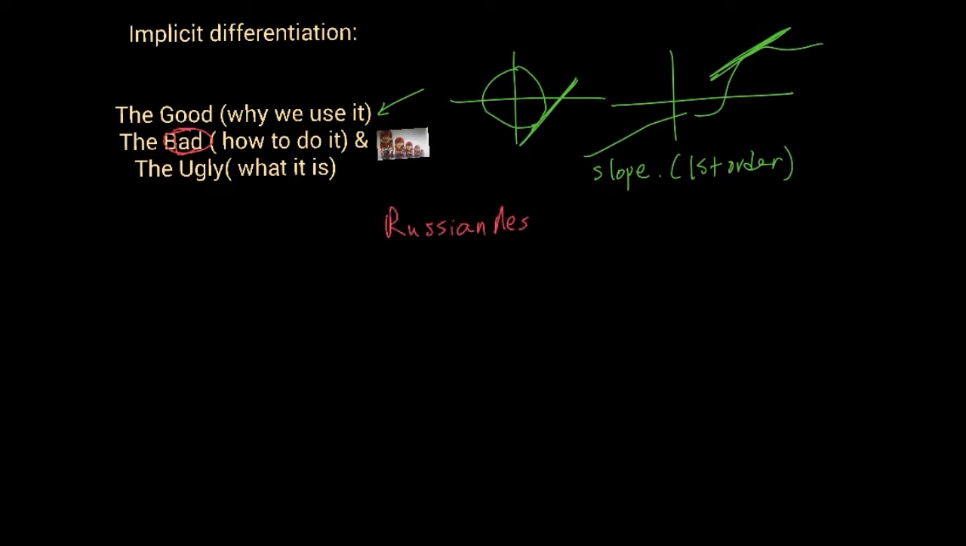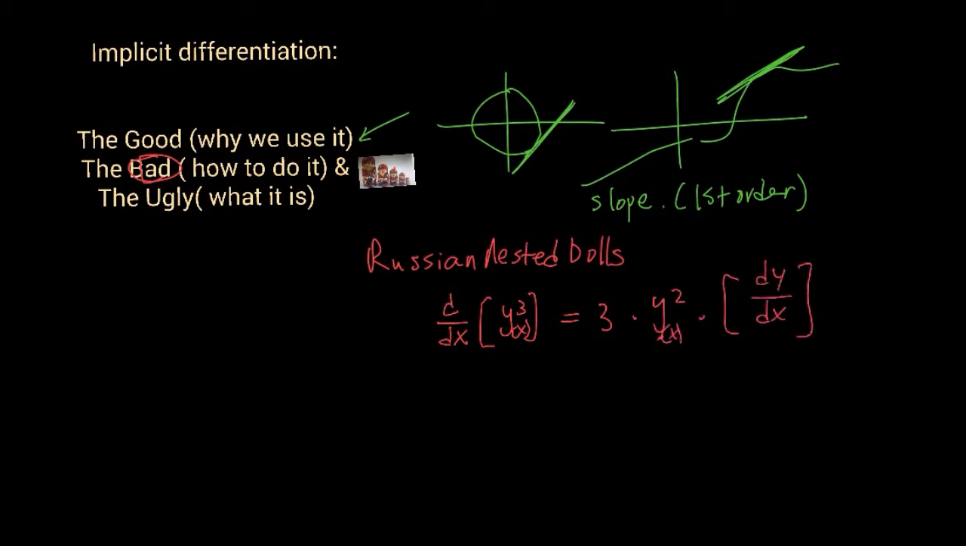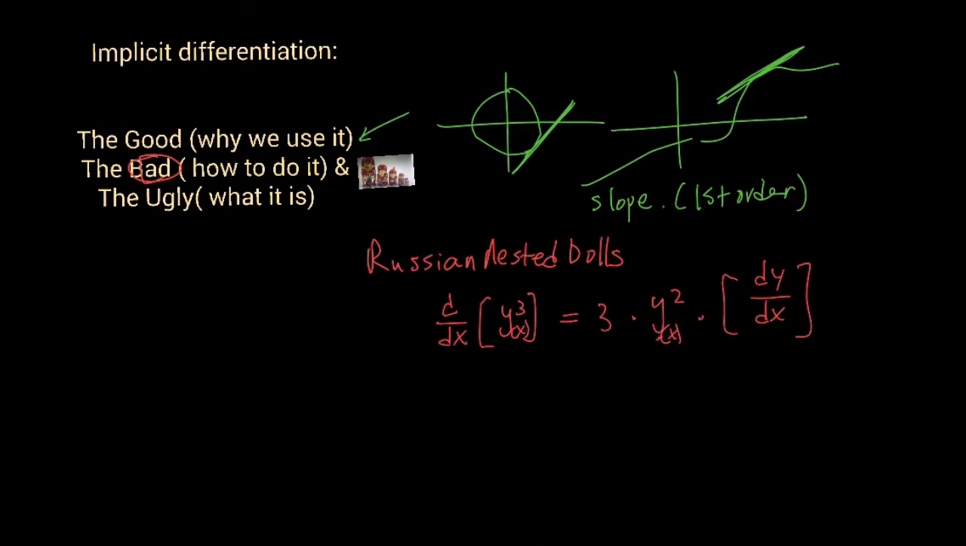What I want to impress upon you in this clip is that implicit differentiation you can think of as Russian nested dolls. I have an example here, and later on I'll show you the picture of Russian nested dolls. What I have over here is a differentiation of y cubed. If you think of y as a function of x, then the derivative is 3 times y squared. The last part, dy dx, is where the implicit differentiation comes in.